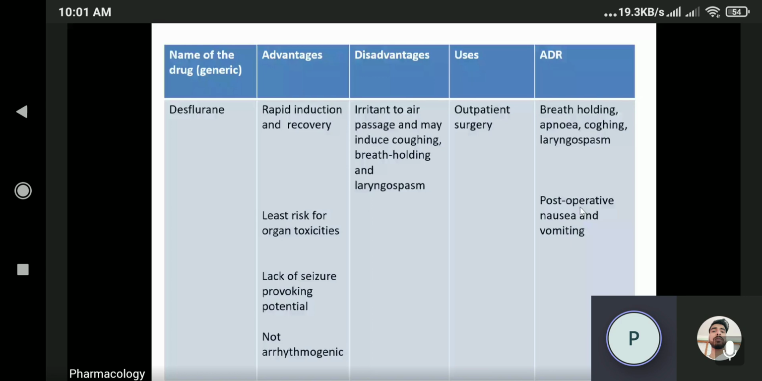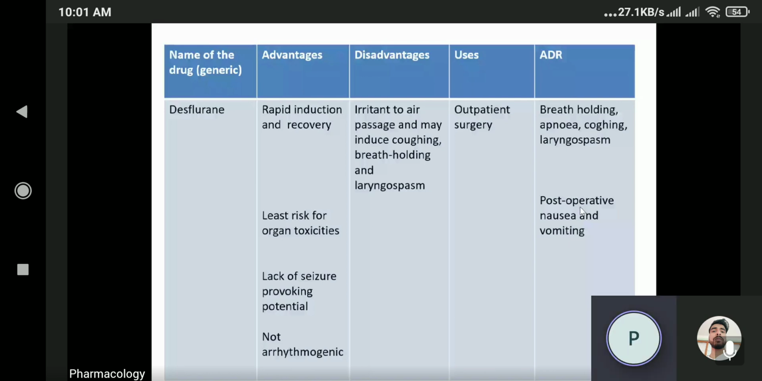What kind of pre-anesthetic medication can be used to control this kind of ADRs associated with this fluorane? We have discussed this in pre-anesthetic medication, that to reduce the side effects of the general anesthetic drugs you can use pre-anesthetic medication. So to control post-operative nausea and vomiting, which drugs can be used? What are the names of the drugs? Antiemetics. What is the name of that drug? Metoclopramide, ondansetron and so on. Okay.